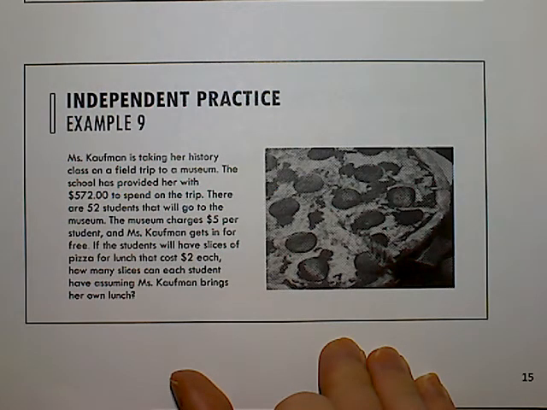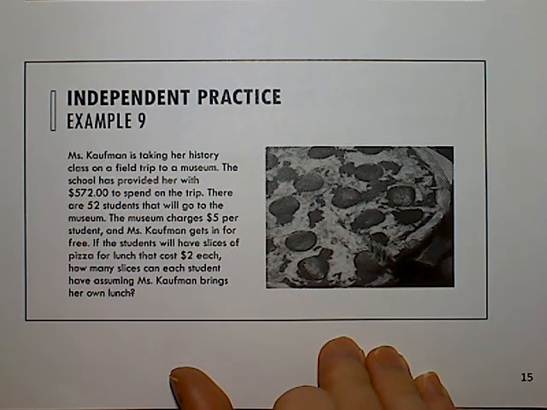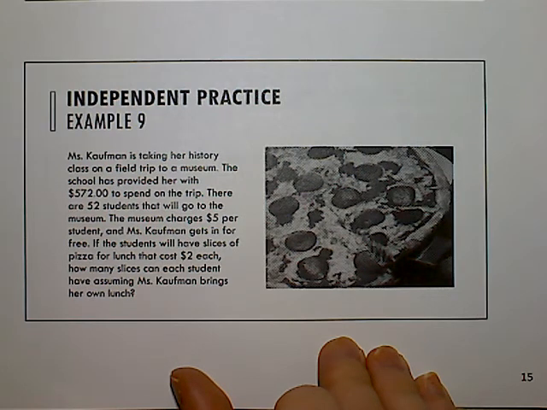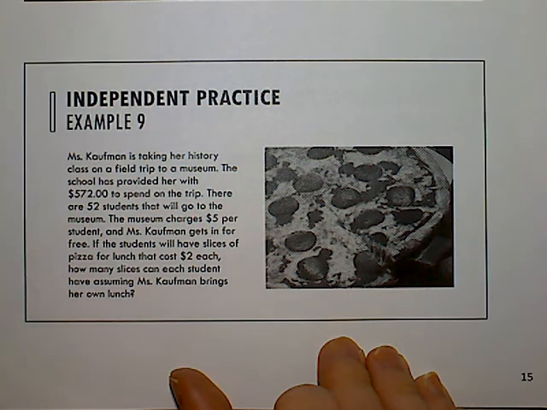Ms. Kaufman is taking her history class on a field trip to a museum, and the school has provided her with $572 to spend on the trip. There are 52 students that will go to the museum, and the museum charges $5 per student, and Ms. Kaufman gets in for free. If the students will have slices of pizza for lunch that cost $2 each. Notice that it does not say about Ms. Kaufman eating pizza. If the students will have slices of pizza for lunch that cost $2 each, how many slices can each student have, assuming that Ms. Kaufman is bringing her own lunch?